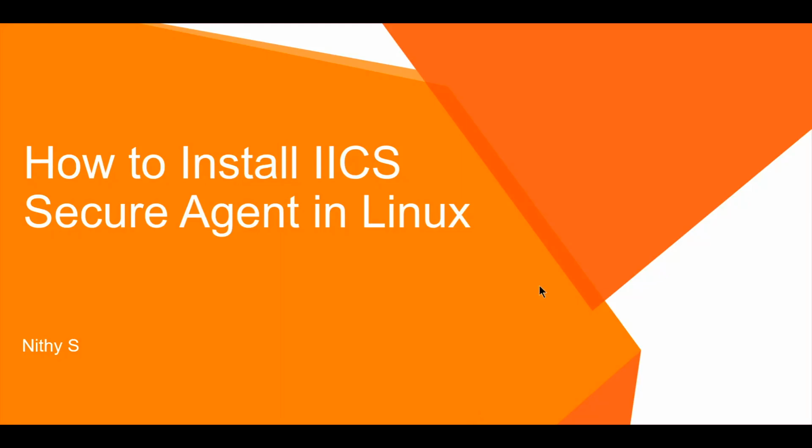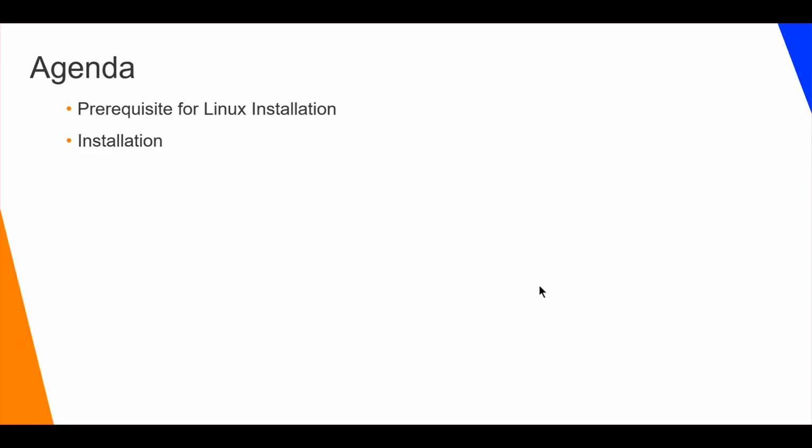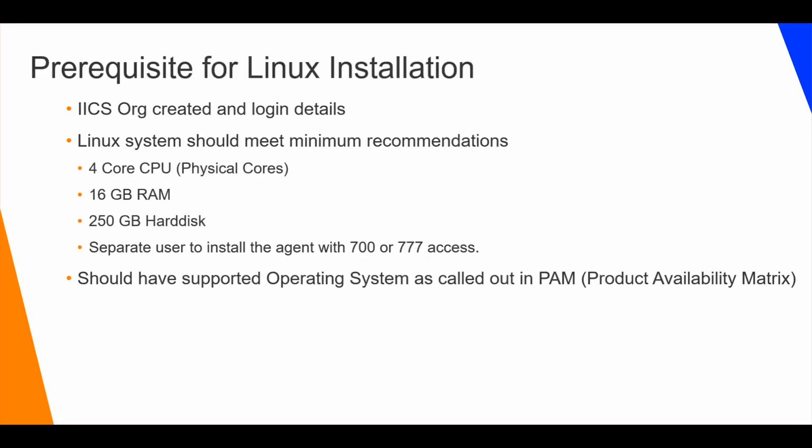Today we are going to see how to install Informatica Cloud Secure Agent on the Linux machine. First, let's go through the prerequisite. You should have an IICS org created with the required licenses, and the associated login details should be available. And the Linux machine should have the recommended minimum configurations.